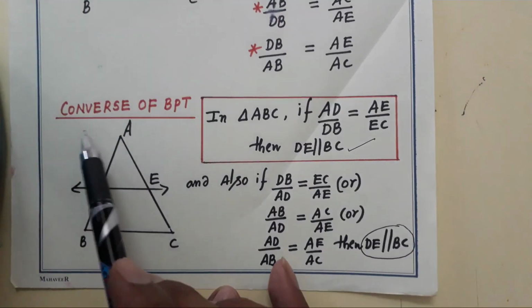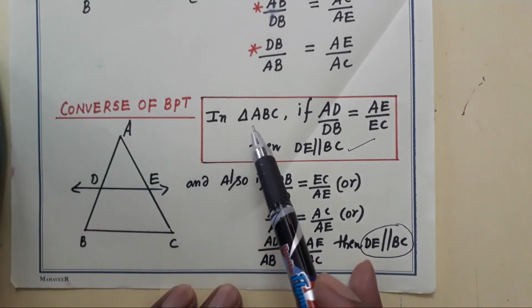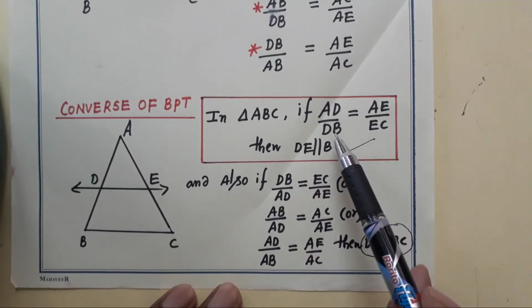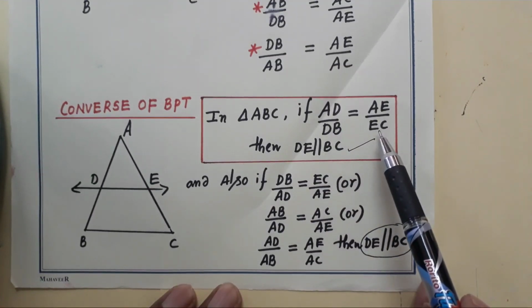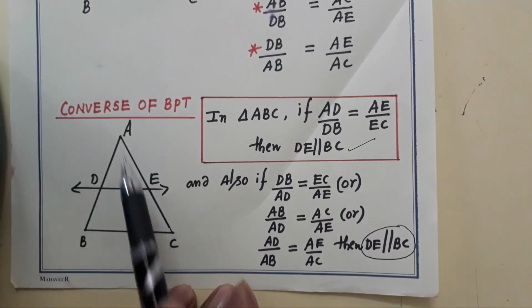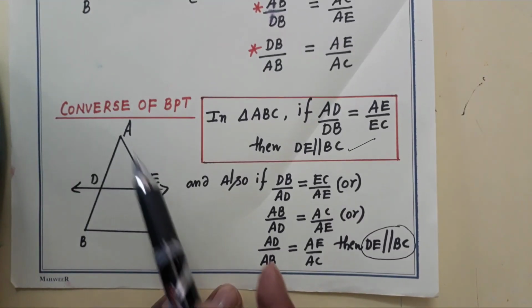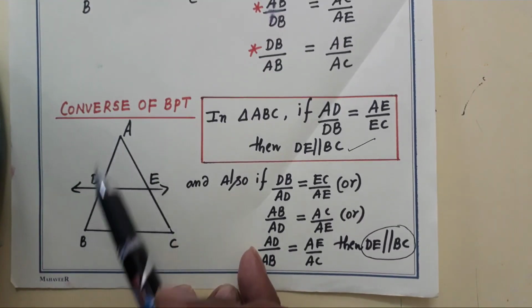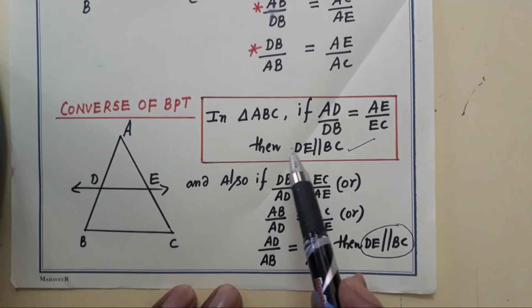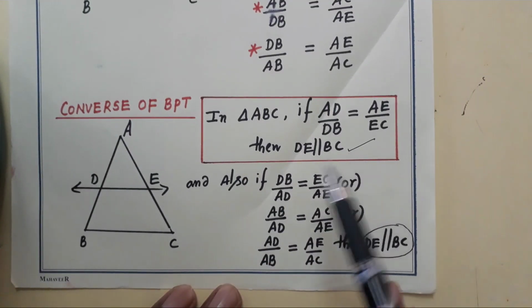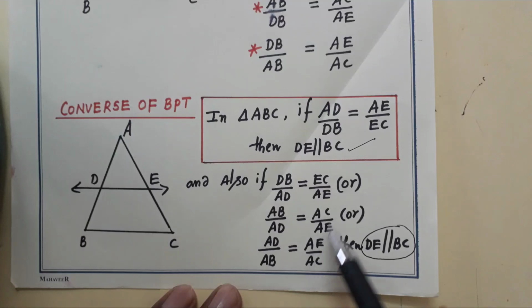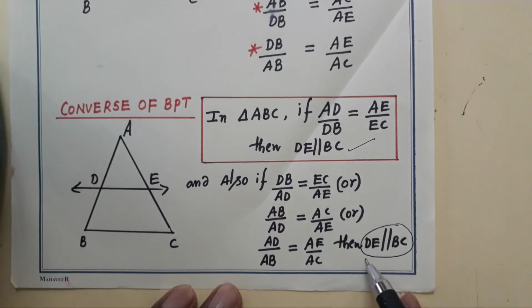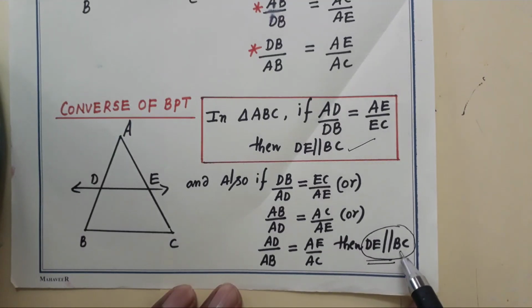Let us see the converse of BPT theorem. In a triangle ABC, if AD by DB is equal to AE by EC, that means if a line divides the two sides in the same ratio, nothing but AD by DB is equal to AE by EC, then DE is parallel to BC. And also if these conditions are satisfied, then also you can say DE is parallel to BC.